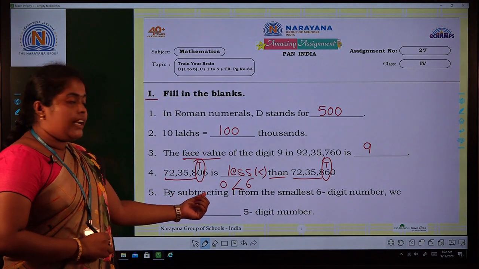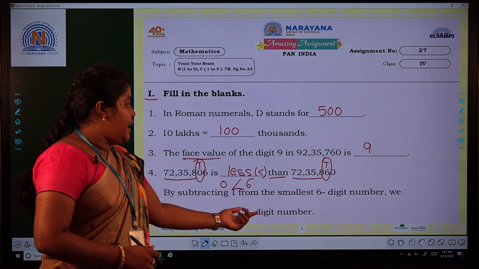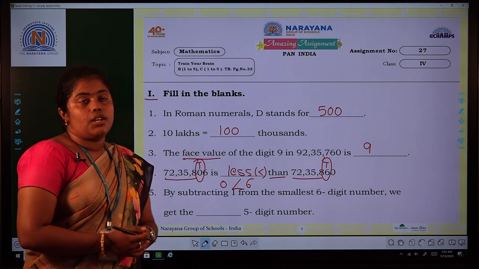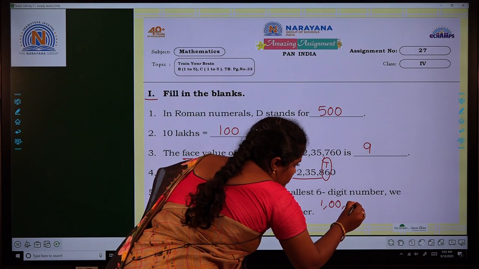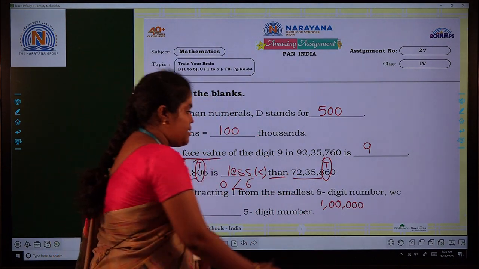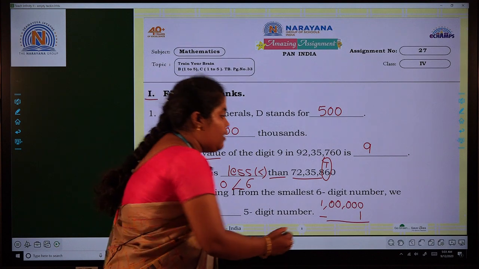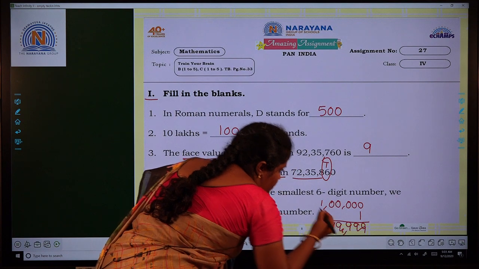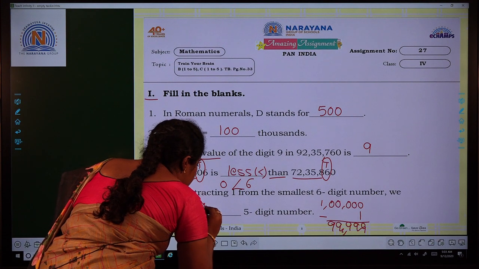Next, by subtracting 1 from the smallest 6-digit number, we get the dash 5-digit number. First of all, we have to know what is the smallest 6-digit number. The smallest 6-digit number is 1 lakh. We have to subtract 1. Subtraction symbol is minus, and we do 1 lakh minus 1. We get 99,999. It is the greatest 5-digit number. Here you have to write greatest.